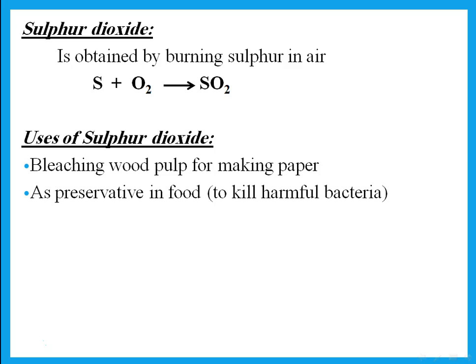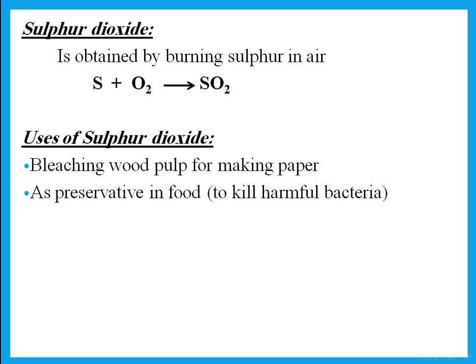Do you know how to make paper? They make paper from the stem of trees, wood. They cut the wood into very small pieces, add water, so it forms what we call a pulp, a sort of soft mixture. Now, we need it to be white to make paper, so we add sulfur dioxide to bleach it so that it becomes white. So one of the uses of sulfur dioxide is bleaching wood pulp for making paper.